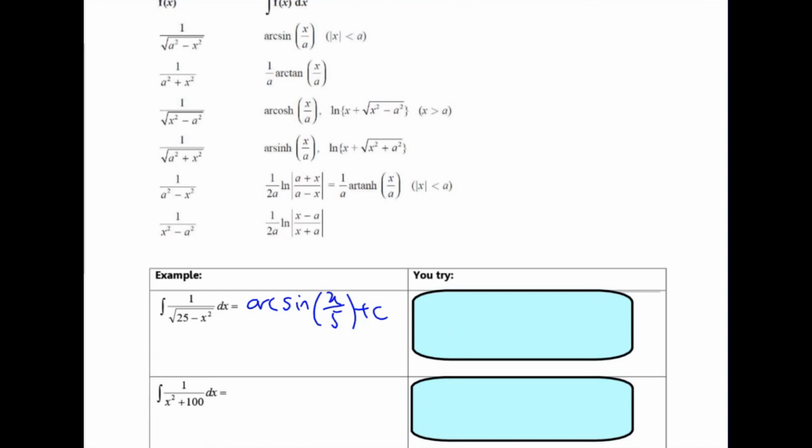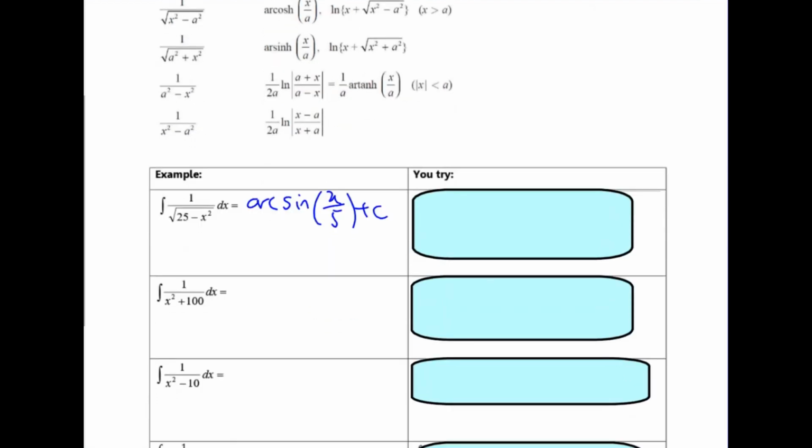Similarly for the second one, this is x squared plus 100 on the bottom. So I'm looking for one that doesn't have a root in it and has a plus x squared, which is the second one, for arctan. A this time is 10 because a squared is 100. So I can write down this result: it's 1 over 10 arctan x over 10 plus c.